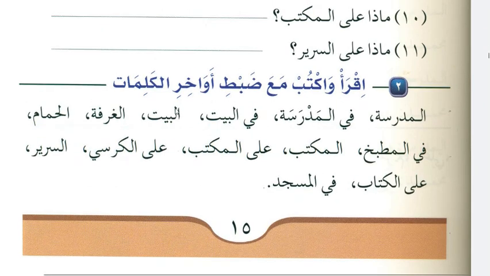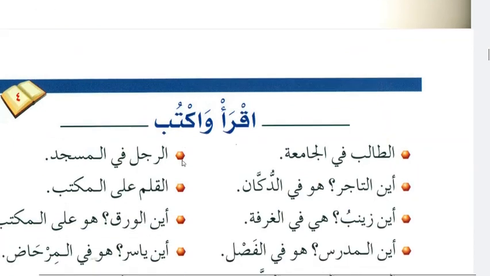Ikra waktub ma dabtiya wa akhiril kalimat, read and write with correct endings of the words. Basically he wants you to write irab on these words. Irab means the last vowel. So here we don't have any vowel, so you will say al madrasatu, you will put dhamma here. Here we have a harf jar, fil madrasati, so you will put kasra here. Fil bayti, al baytu, al ghurfatu, al hammamu, fil matbakhi, so you will put irab on these asma, these nouns.